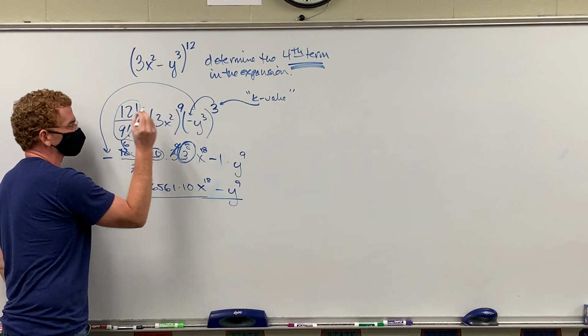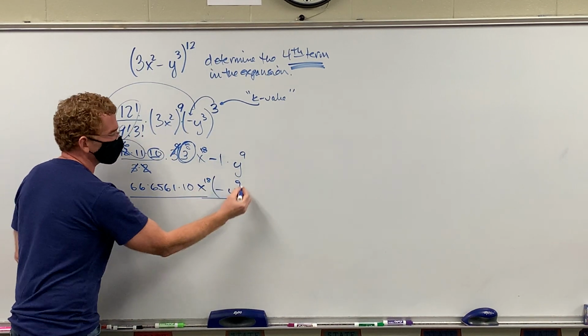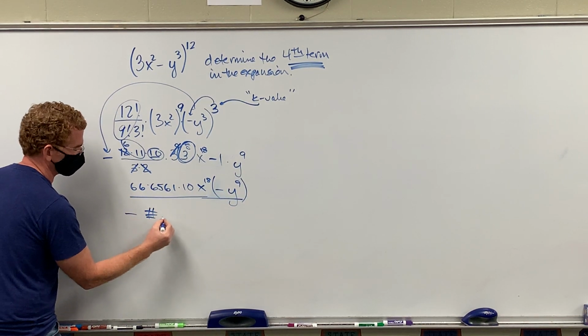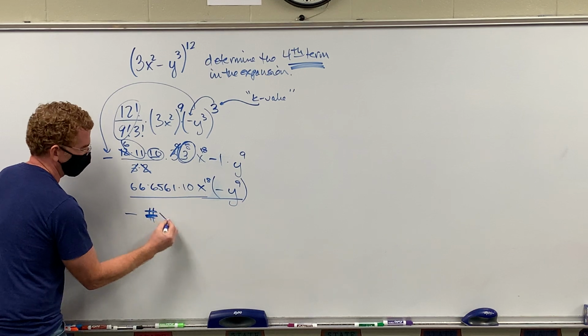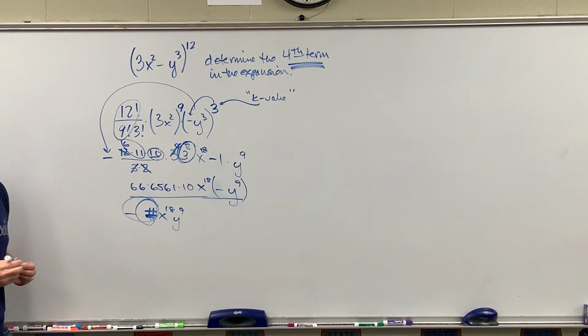This is this times this times this. It's going to be one term. All right? Don't make it subtraction. In the end, it's going to be negative some big number, x to the 18th, y to the 9th. And I'll try to make it where the number's not that awful.